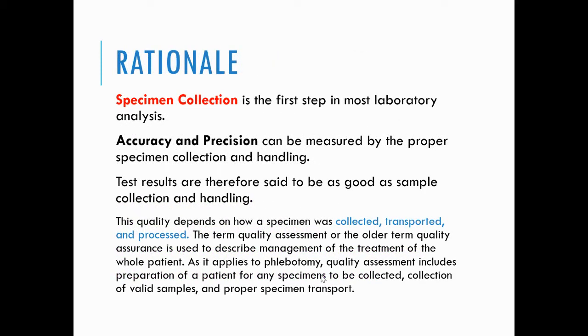Now, specimen collection is the first step in most laboratory analysis. Accuracy and precision can be measured by the proper specimen collection and handling. Test results are therefore said to be only as good as sample collection and handling. So whatever the integrity of your sample is, that is the integrity of your test result. Meaning, if your sample is bad or your sample collection was bad, do not expect a good result, because you cannot process it properly since your sample is bad.